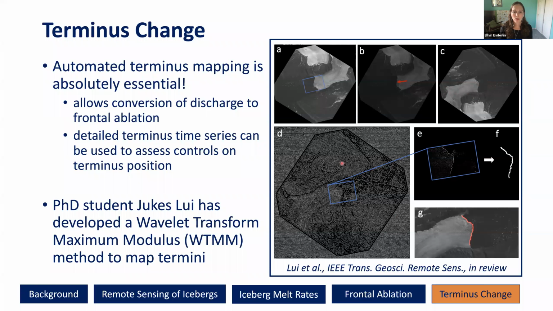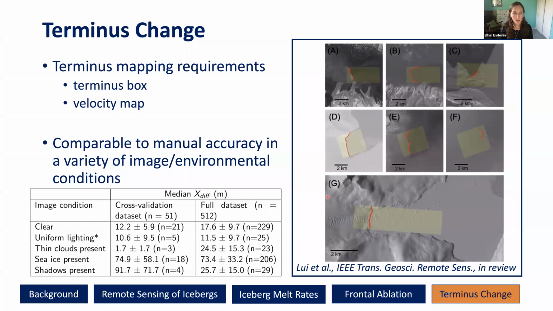You apply this WTMM method, which is looking at gradients in brightness at a bunch of different scales to the glacier. And then you use these maximum modulus chains, which is what you have here. You use those to assign what is most likely to be the terminus position in an automated way. So you can see her result that she had for this one glacier here. And this is a paper that's in review describing this method. And again, you only need to have a terminus box and a velocity map. So it really doesn't require that much input at all.